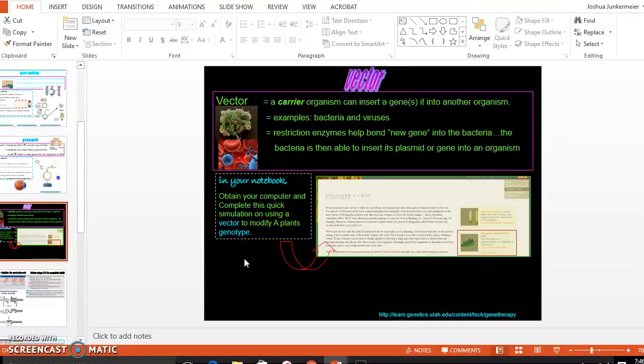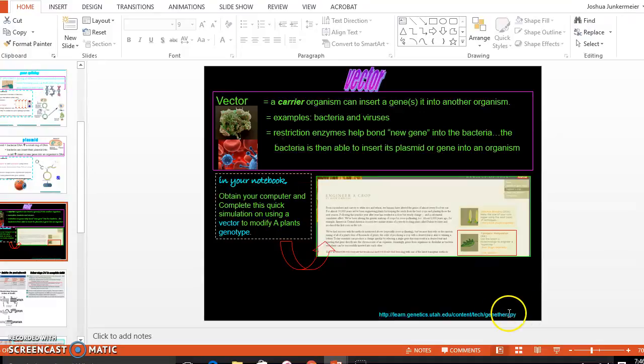A perfect example of this is this website. And this website is called Engineer a Crop. And it comes with an activity worksheet that I'll provide to you. Just remind me when you get here. And the idea is you go to this website and you're going to study how a carrier organism, or a vector, and in this case I think it's a bacteria, is used to put a new gene into a plant, and why. So what about this plant, okay? So you can go to the website, check that out.